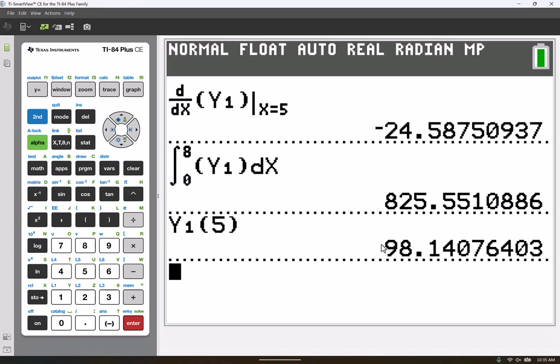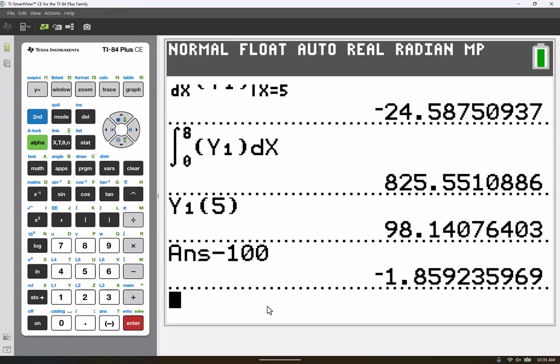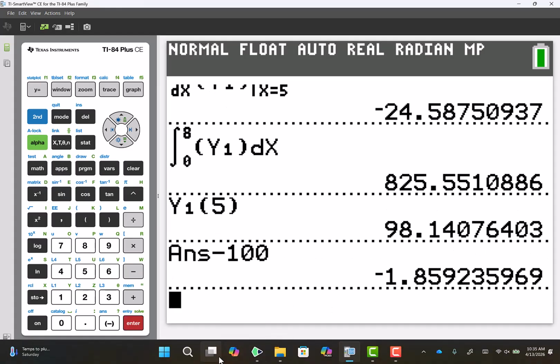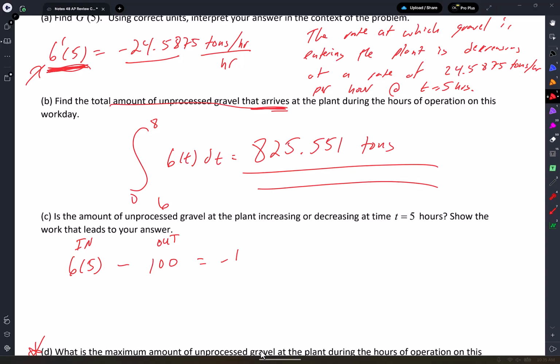So there it is, G of 5. Look how close that is to 100. G of 5 minus 100 is negative 1.8. What is it? 1.859 tons per hour. So because my rate is negative, it is decreasing.